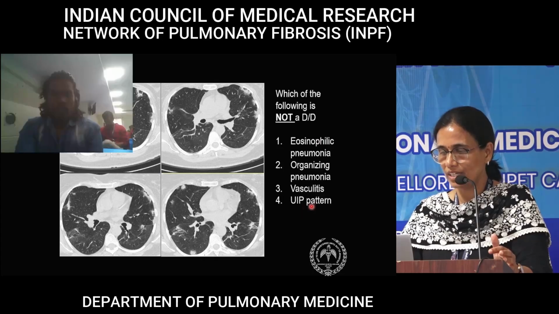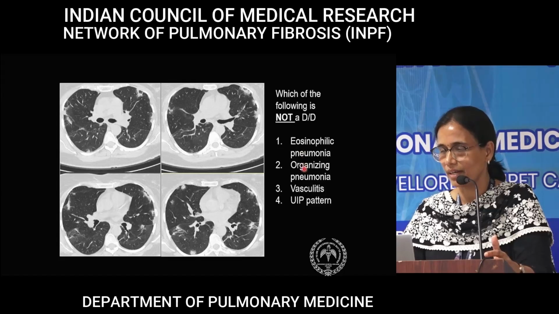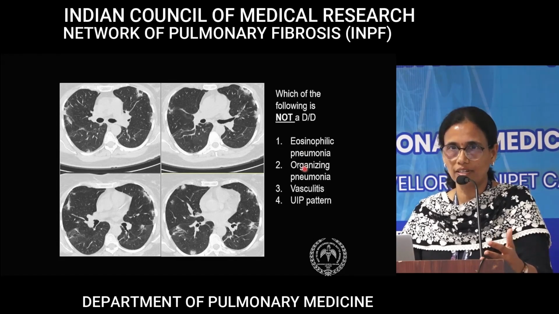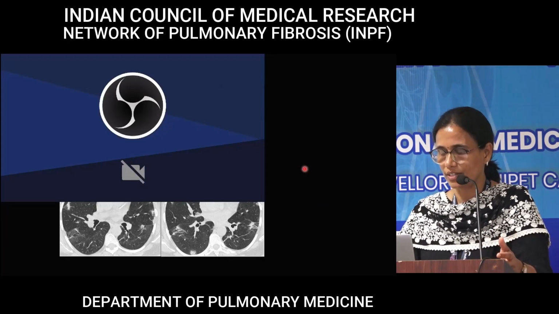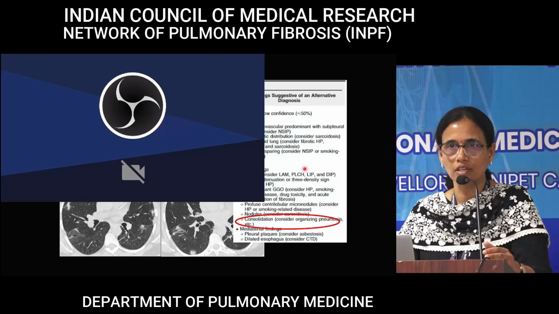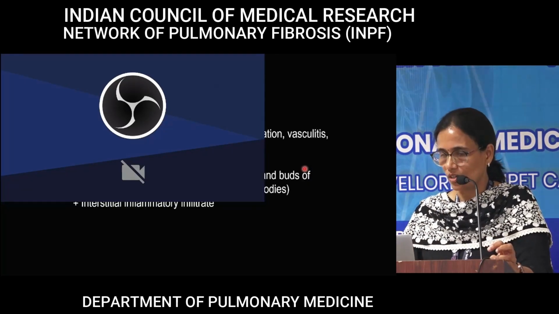So all of these can give, except the UIP. It's obviously not the UIP pattern, right? Any of these can give peripheral consolidations. Eosinophilic pneumonia, organizing pneumonia, vasculitis, all these can give peripheral consolidations. So in this patient, it was organizing pneumonia. So again, that comes under the alternate.